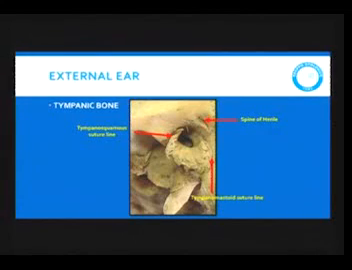What's very important to know is that the external ear is predominantly formed by what we know as the tympanic bone. Now, the tympanic bone is this wedge of bone that has three suture lines. One is the tympanomastoid suture line, the tympanosquamous suture line, and posteriorly here is the tympanopetrous suture line. So this is the bone that houses both the middle ear and the external ear.